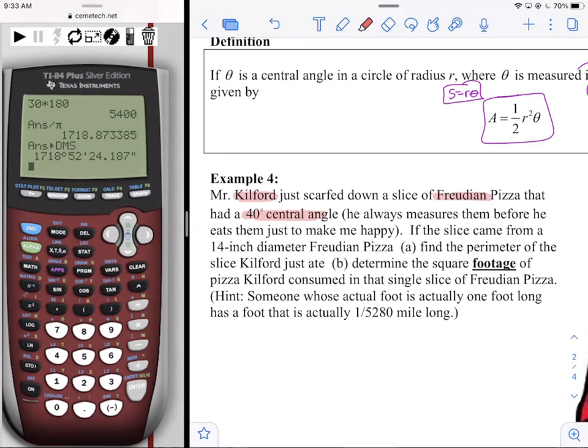If the slice came from a 14-inch diameter Freudian pizza, find the perimeter of the slice.